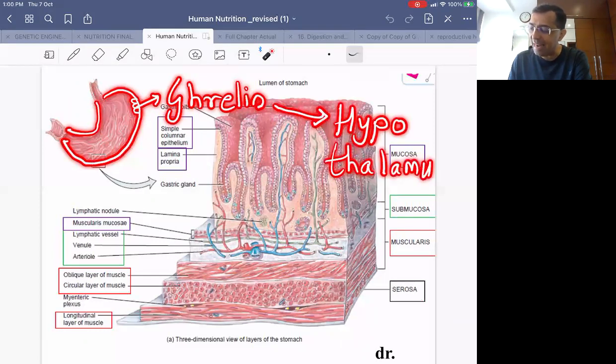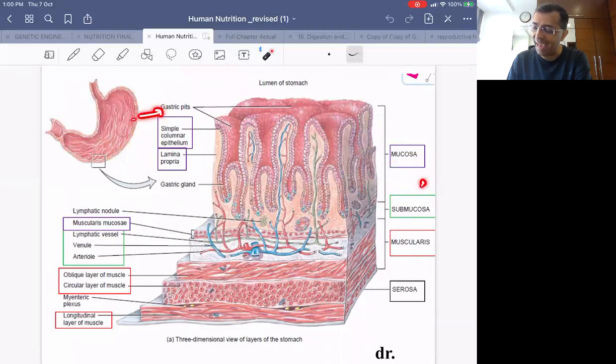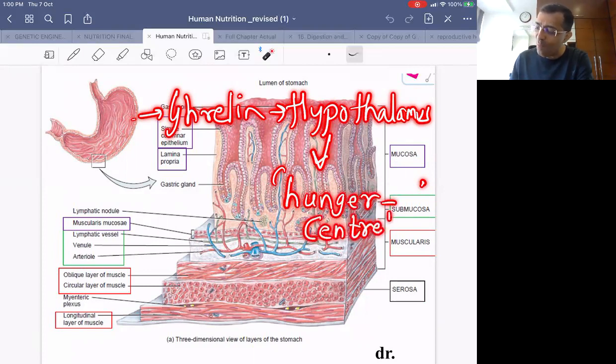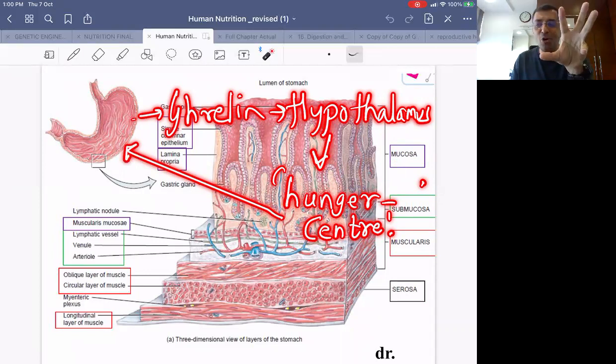Ghrelin acts on your hypothalamus, and hypothalamus has in it a center called the hunger center. And from the hunger center, a message goes back by blood, by nerves to your stomach muscles, and it causes powerful contractions of your stomach muscle.